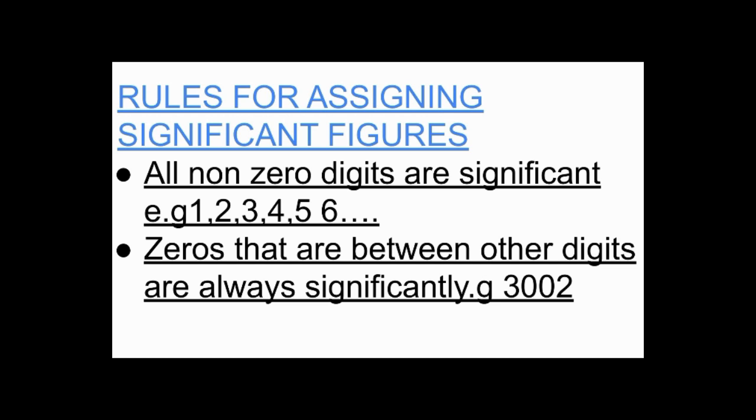Now, rules for assigning significant figures. Number 1, all non-zero digits are significant. Whenever a number has a non-zero digit, then count it as a significant figure. Number 2, zeros that are between other digits are always significant. For example, a number like 3002. Those 2 zeros are significant because they are in between non-zero digits.